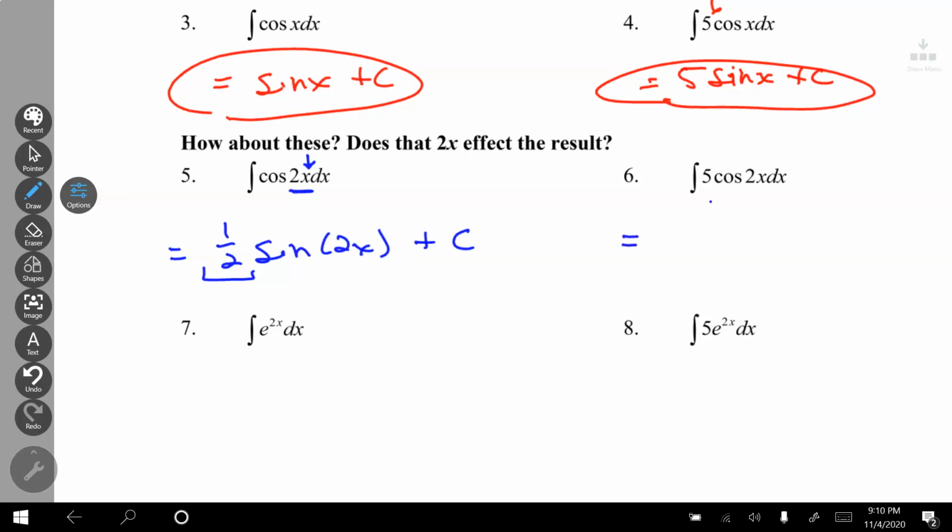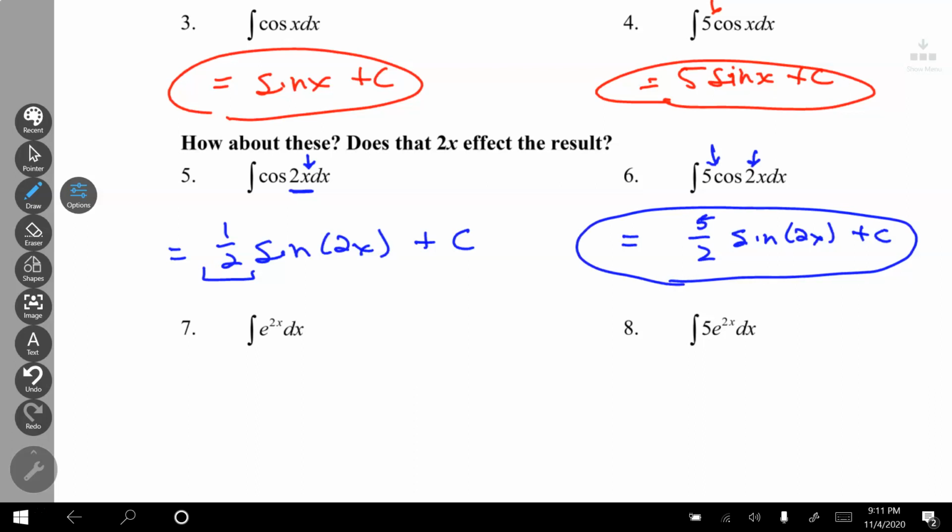And if I put a 5 in front, it's still going to be sine of 2x, but because of this 5 and this 2, I need a 5 over 2 up front. So basically I'm using the reciprocal of that number in front of x. Same thing here. I know the antiderivative of e to the something has to be e to the same exponent, but what do I need up front here to give me this coefficient of 1? I need a half, just like I did in number 5. And the same thing over here. This would be 5/2 e to the 2x plus c.